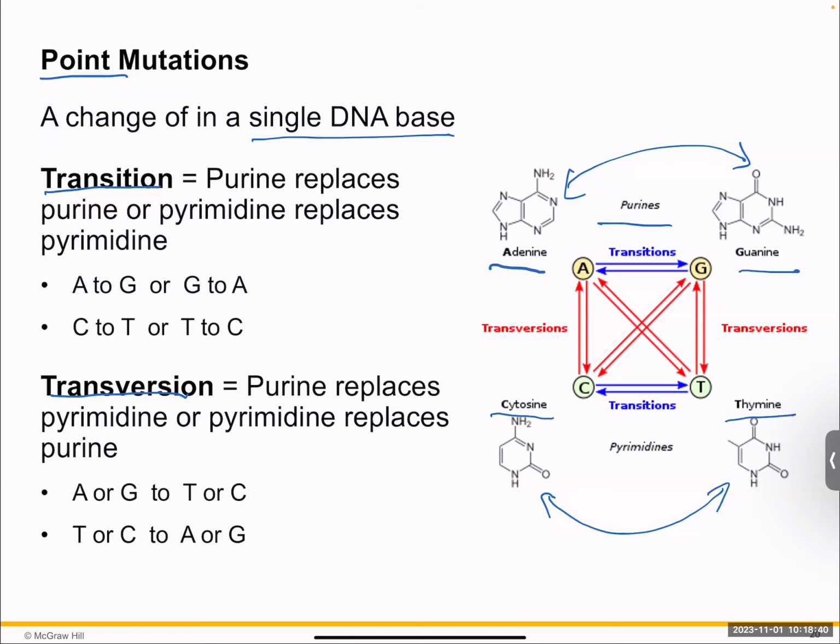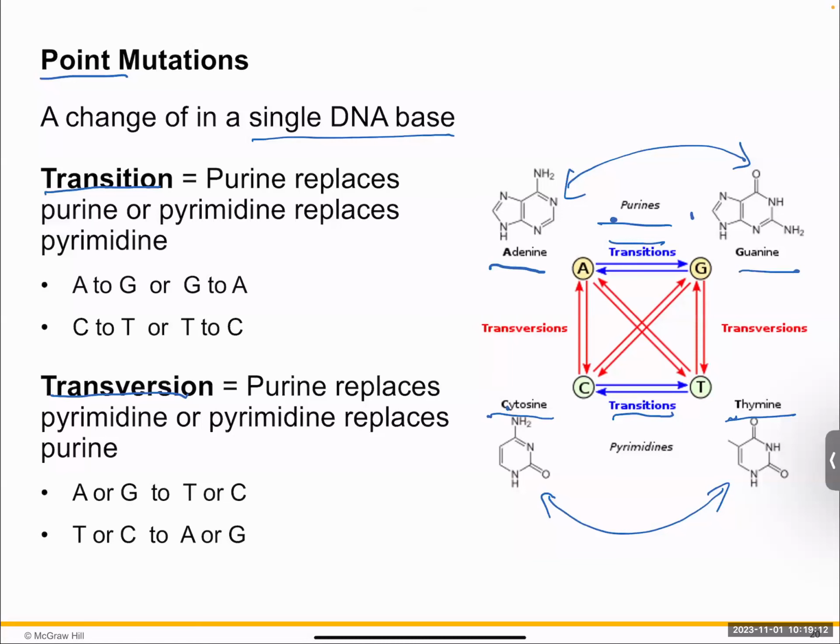So if you are doing a transitional point mutation or transition point mutation, you're simply switching one pyrimidine for another pyrimidine, or one purine for another purine. And for instance, A becomes G or G becomes A, or C becomes T or T becomes C. This is called transition. And if you notice, they are shown by the blue arrows going back and forth.